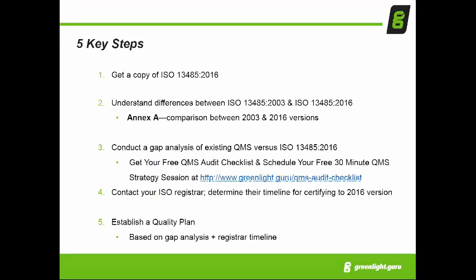So there's 5 steps to get going. Number 1, as I mentioned, you've got to get a copy of this ISO 13485 standard. It's $155. You have to buy it because without it, you have no idea what the expectations and requirements are. Know that there are differences between 2003 and 2016, and this is pretty well defined in Annex A of the 2016 standard. It's not as simple as waking up tomorrow and flipping a switch and thinking that you can be good to go. You will have to make improvements to your quality management system. That leads me to number 3. Conduct a gap analysis of your existing quality management system versus ISO 13485:2016.